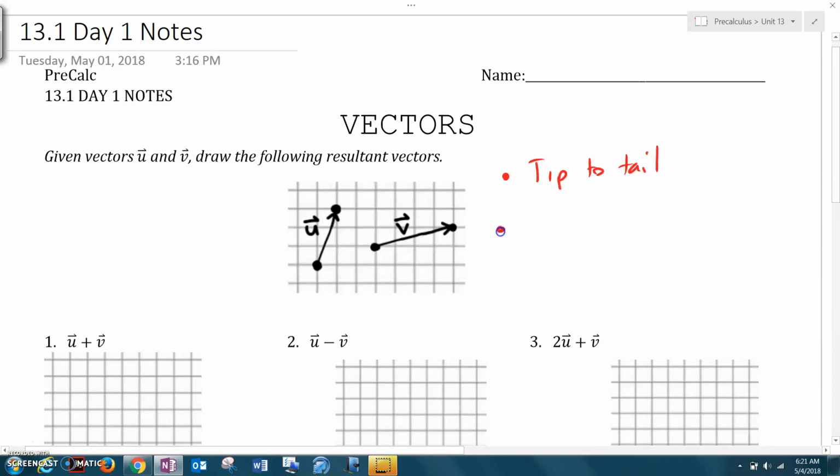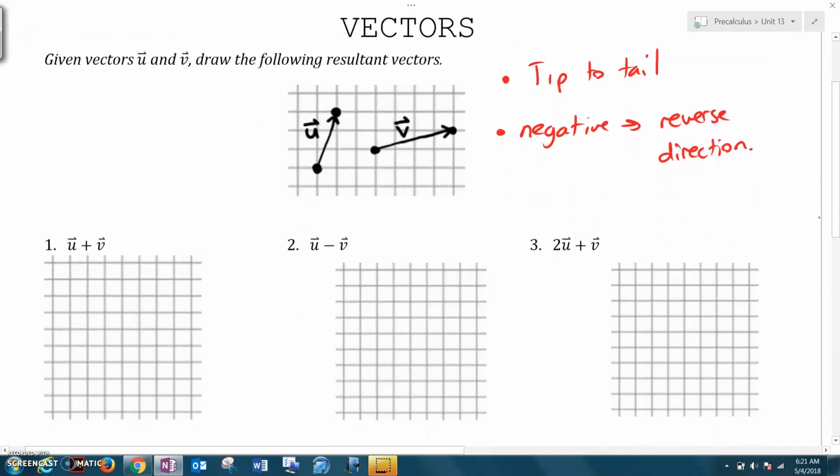and if you have a negative vector, you want to reverse the direction. Okay? And then you connect the final one at the end. We'll do that in a second.